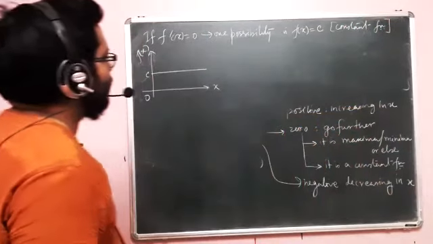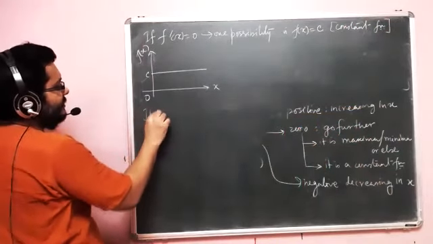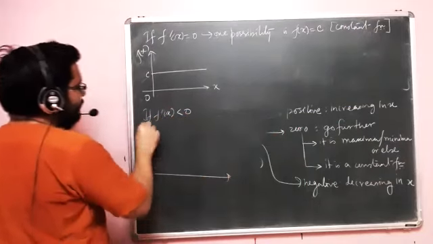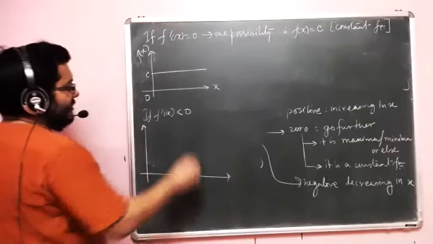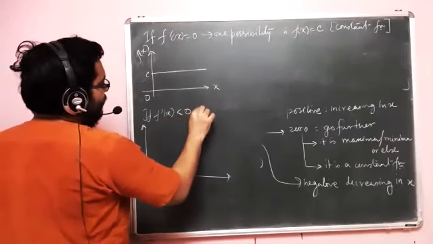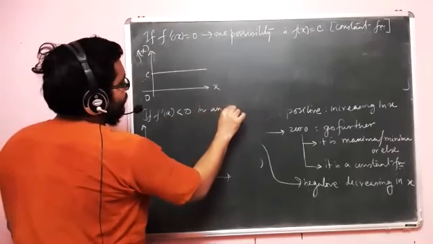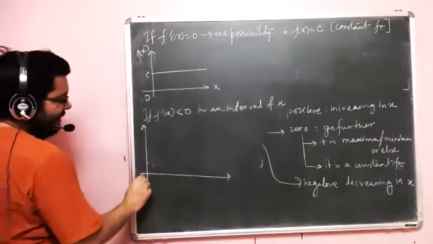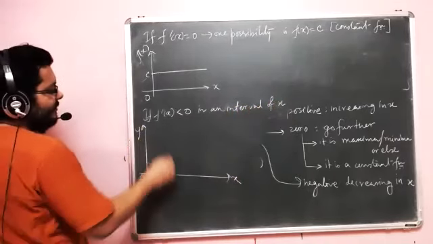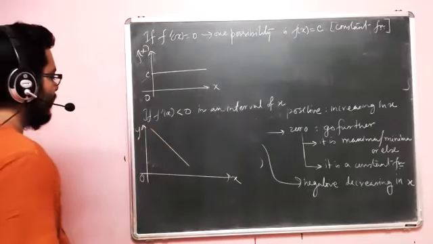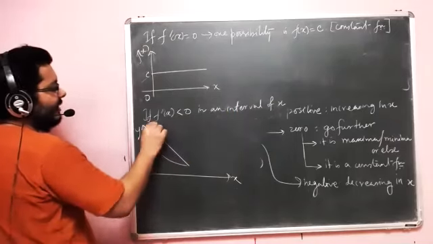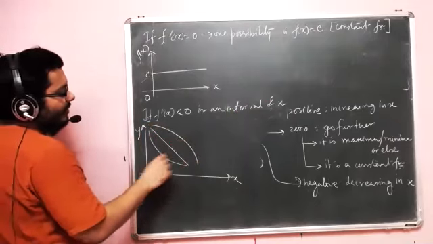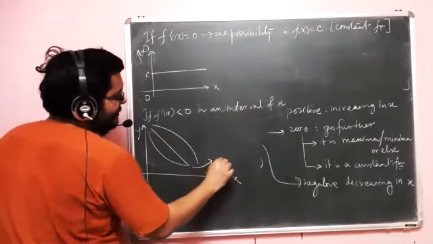Now, if f dash x is less than 0, at least in an interval of x, then in that interval I have three possibilities. I can have a straight line, I can have something like this, or I can have something like this. This one is obviously a straight line.